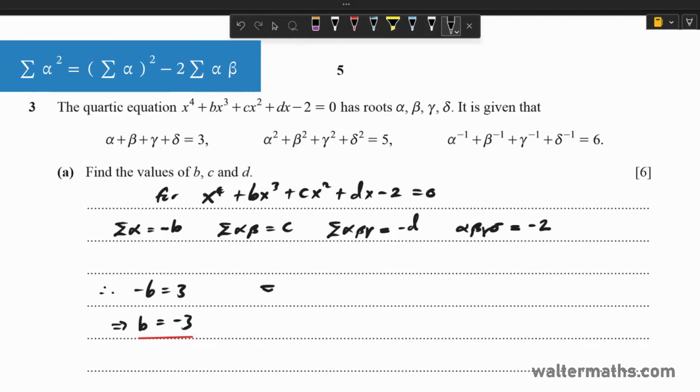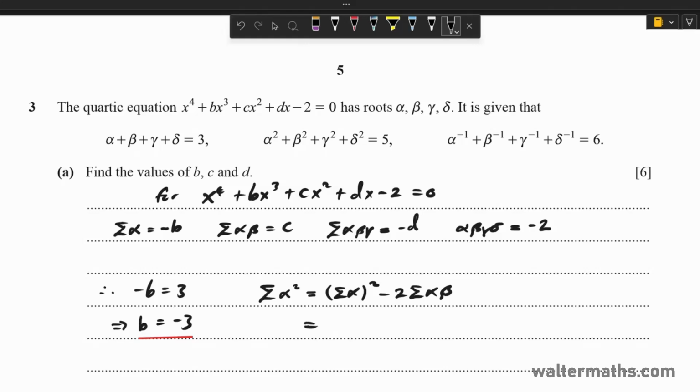Now, the sum of squares of the roots is found by the sum of the roots squared minus 2 times the sum of product of pairs. Now the sum of roots is 3, so 3 squared minus 2 times the sum of product of pairs. The sum of product of pairs is c, so it's minus 2c.